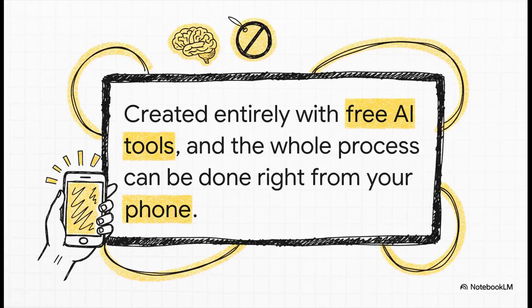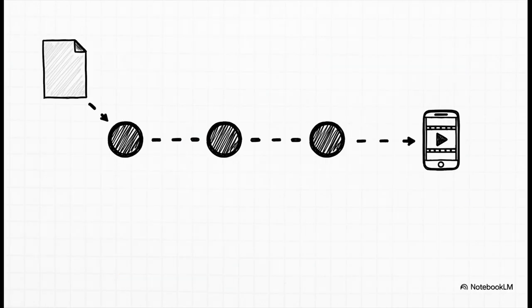This whole thing was created with totally free AI tools, and the entire process can be done right from your phone. No budget, no limits. It's a game changer. So let's walk through the simple 4-part process that'll take you from a blank page to a finished documentary. And we're going to start with the most important part of all, the story.